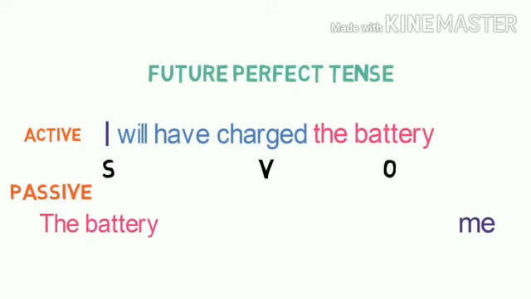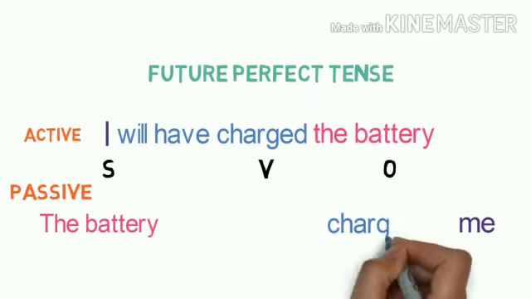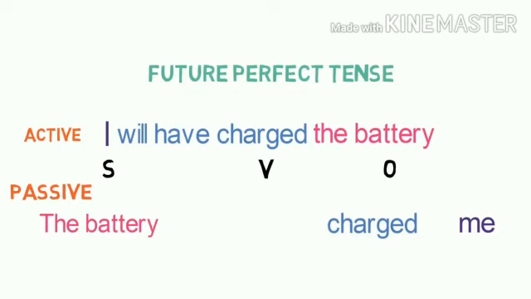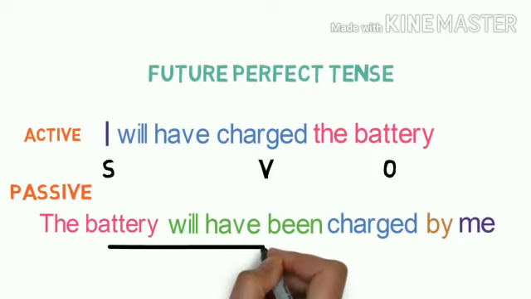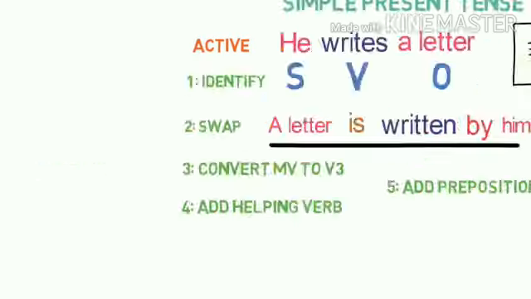And the battery will be the subject now. Converting the main verb to third form, charged will be the same as charged in the V3 form of verb. Next, adding a suitable helping verb will have will be changed to will have been. Lastly, we need to add by here. As per the preposition by should be used there. Make the sentence complete. So the whole passive sentence is: The battery will have been charged by me.